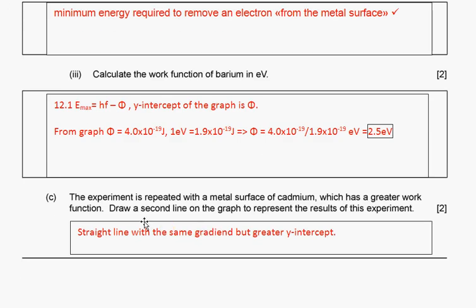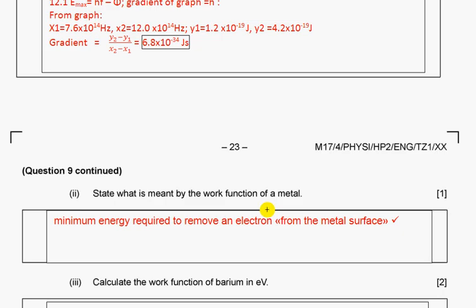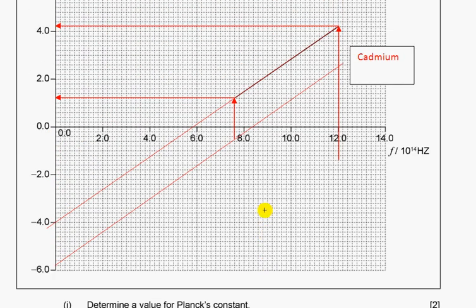The experiment is repeated with a metal surface of cadmium, which has a greater work function. Draw a second line on the graph to represent the result of the experiment. A straight line with the same gradient but greater y-intercept. So let's see how it looks. This one, so it is cadmium. The intercept is greater, and the same gradient. The paper is over. Thank you for your attention.